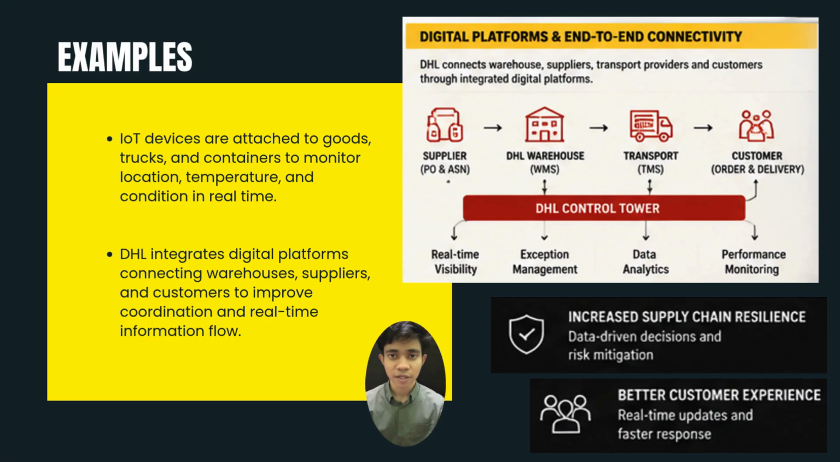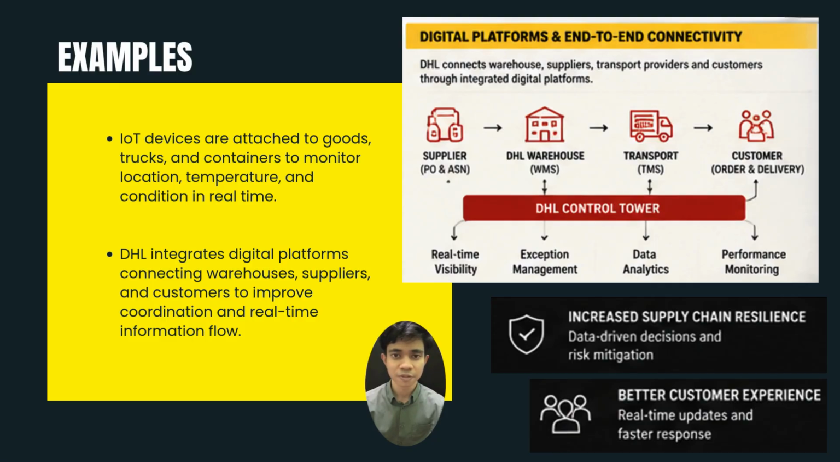Besides robotics and AI, DHL also relies heavily on the Internet of Things, or IoT. Smart sensors and GPS tracking devices are attached to trucks, containers, pallets, and even high-value shipments to monitor real-time location, temperature, humidity, shock, and any transit condition throughout the journey.